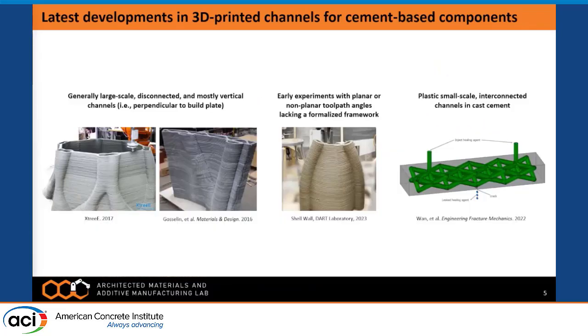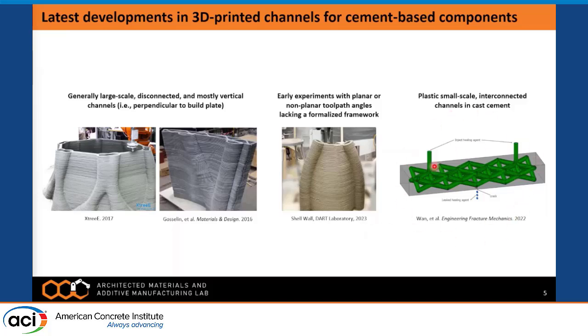Due to these challenges, fabrication of 3D printed channel networks of cementitious materials has been limited. They are often large scale, relatively disconnected, and relatively vertical to the build plate. Even fewer are examples of channels printed using non-horizontal toolpaths. And for these kinds of prints, a formalized framework to select appropriate toolpath angles is missing.